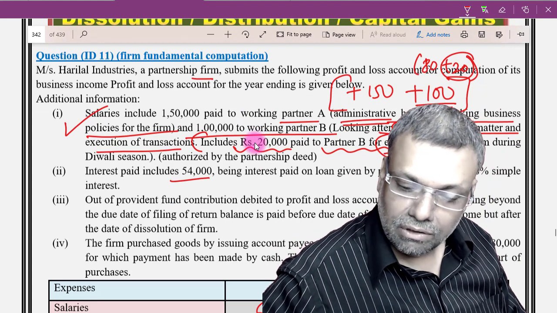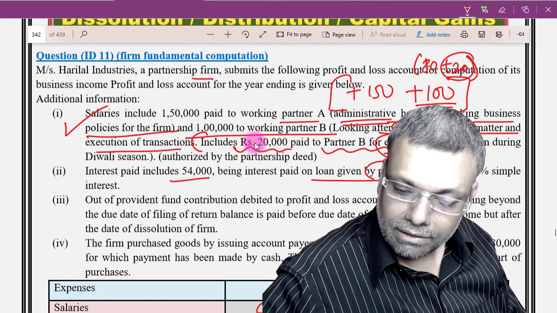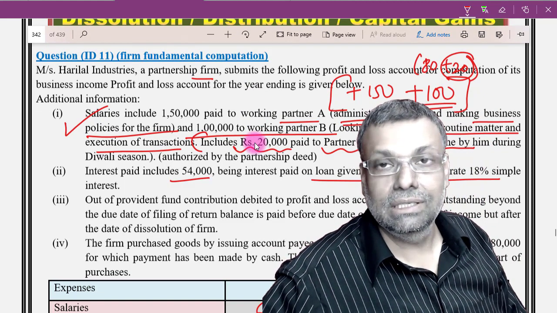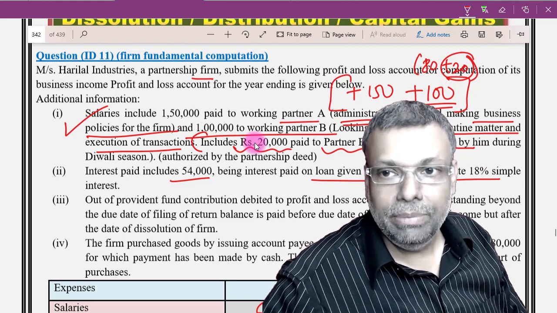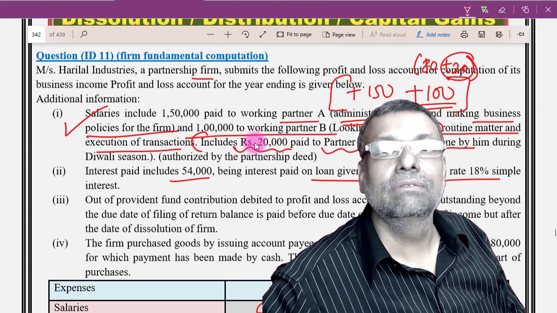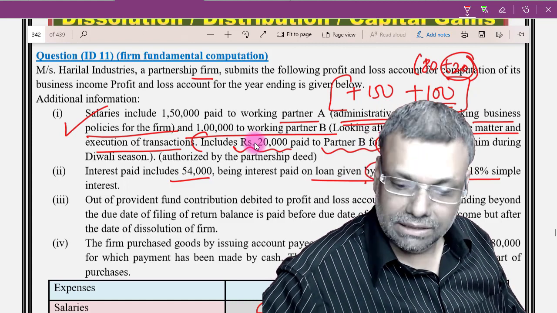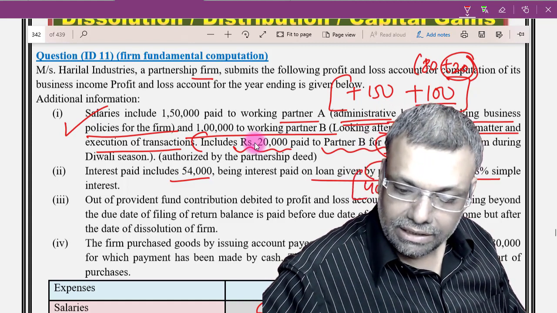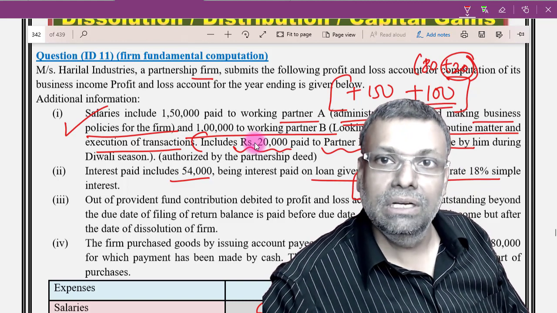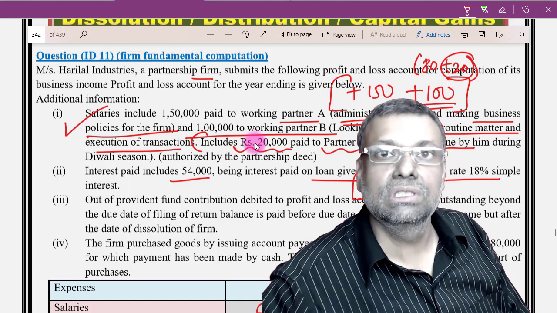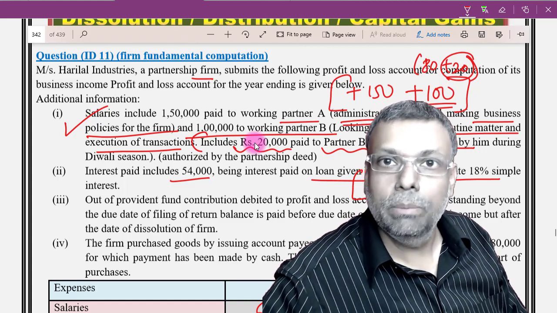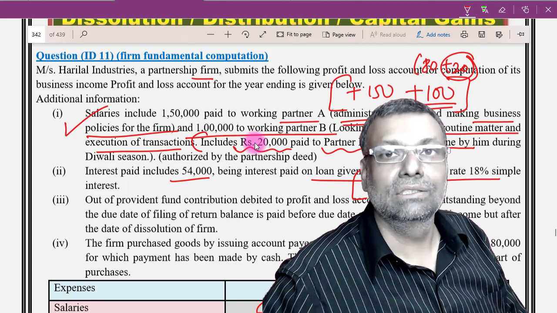Interest paid includes 54,000 being interest paid on loan given by partner C at the rate of 18%. Now, when it comes to the interest, keep that in mind. Interest on capital, interest on loan, interest on any other account, if paid by the firm to the partner, section 40B applies. So it does not mean that it is always the interest on capital. Some questions will also tell you interest on fixed capital, interest on current account. That also some questions can give you a breakup. But interest paid by the firm to the partner will come under the analysis of section 40B.